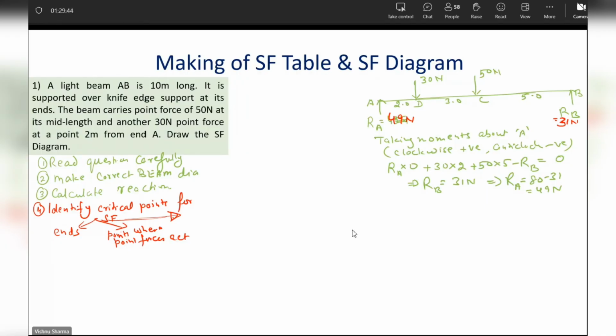Name them from left to right. A, D, C, B. Delta, Charlie, B. Very good. And ends are A and B. So these 4 points fulfill both these requirements, yes or no, beta? Yes, sir. Okay. So once we identify them, next is make the SF table.